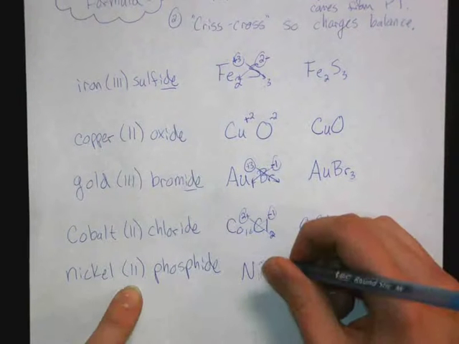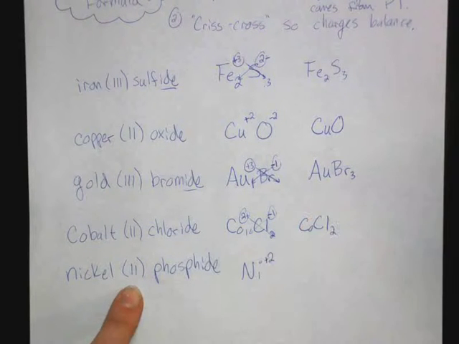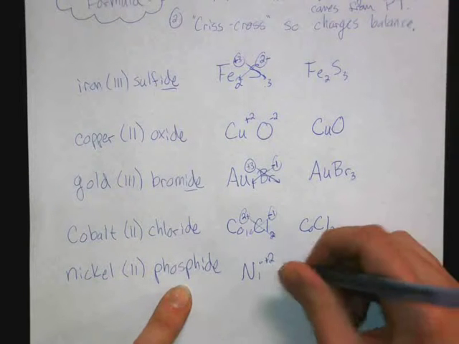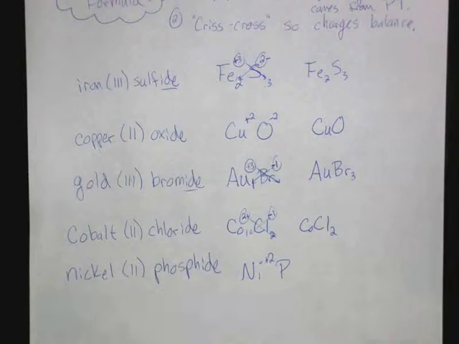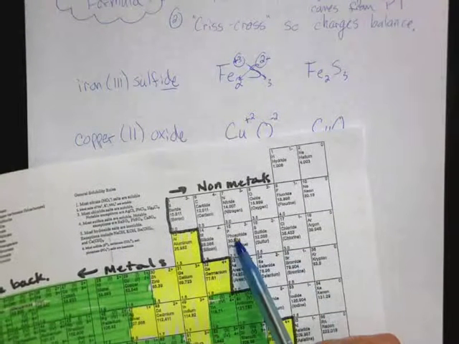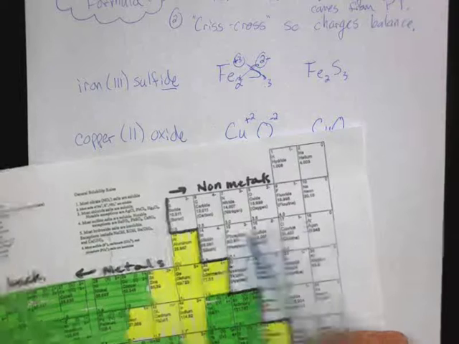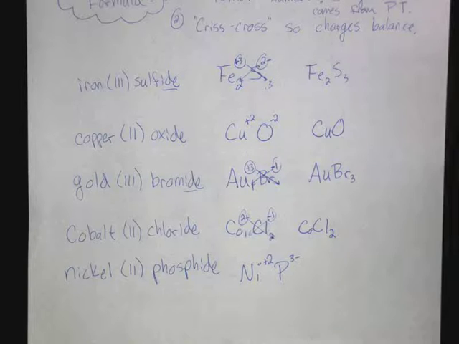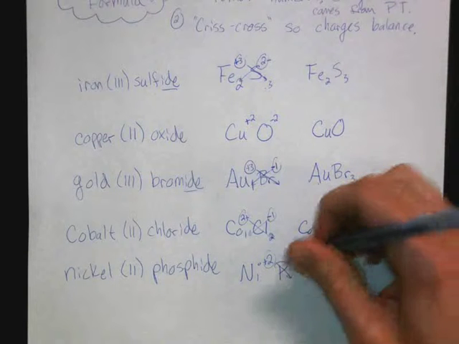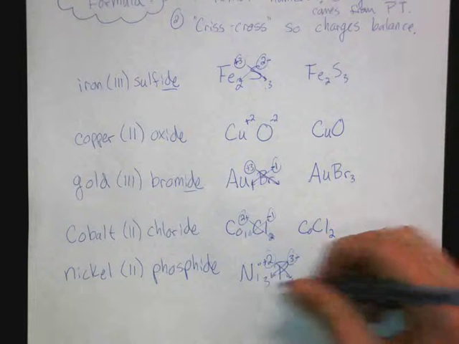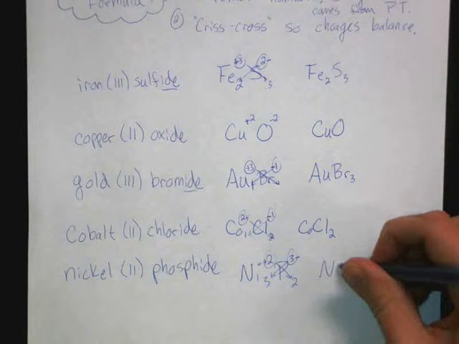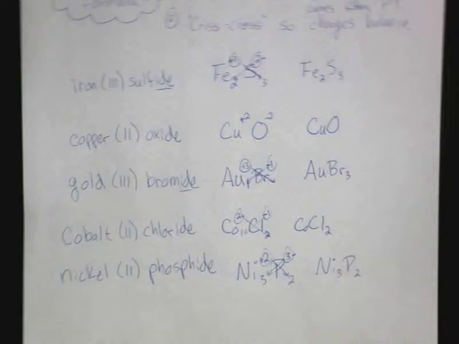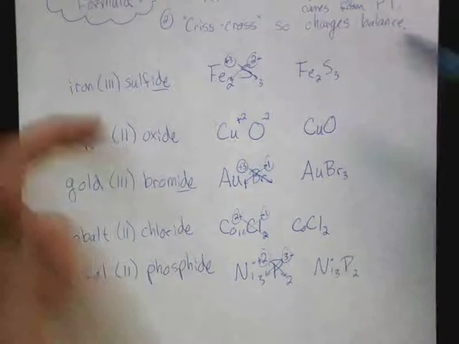Nickel, Ni. Roman numerals telling me the charge, so I have a +2. Phosphide is referring to phosphorus, which is just P. And if I look at phosphorus and phosphide, it has a 3- charge. So this is a 3- charge. I'm going to crisscross my 2. I'm going to crisscross my 3. I get Ni3P2. I hope that was helpful.